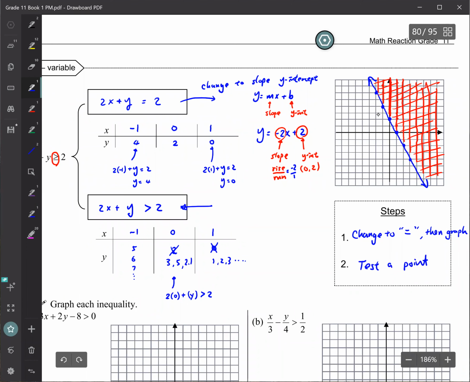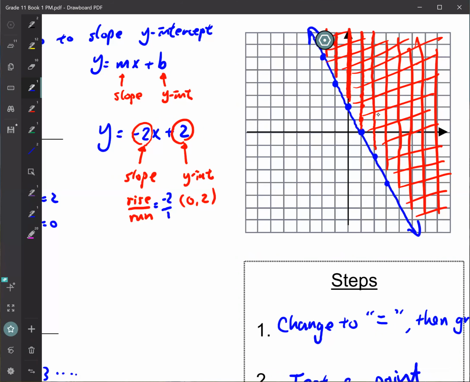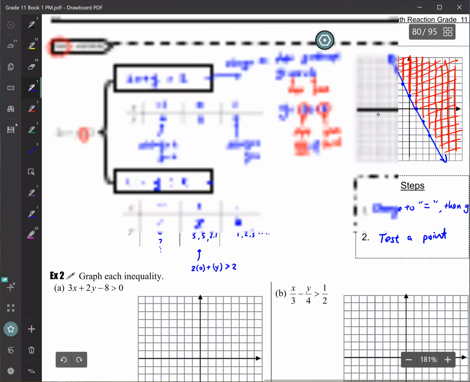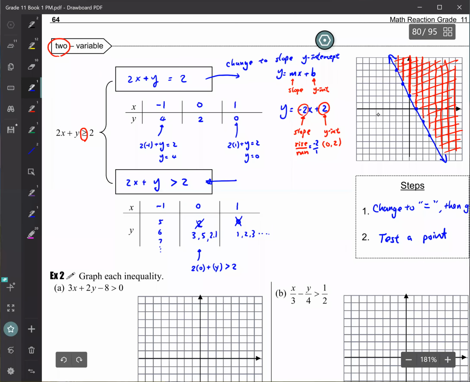And remember, the point that you want to test, make sure it's not on the line, because if it's on the line, you don't know whether it's on the left or right side. So you need to test the point that's not on the line. The common point that we pick is 0, 0, because for this example, 0, 0 is not on the line. So let's see what happened when we test 0, 0. When we test, we plug into the question.